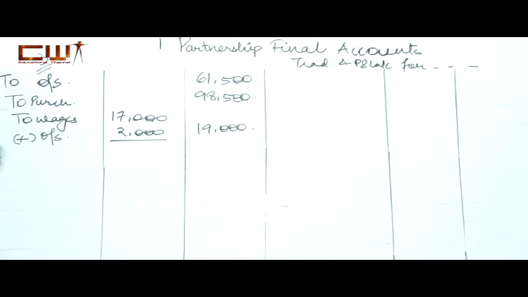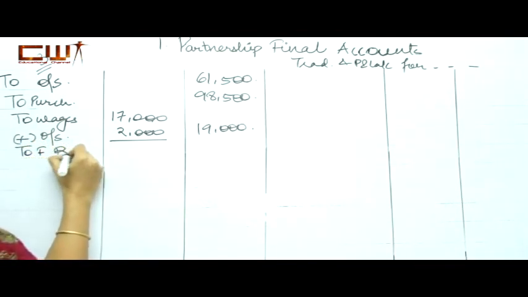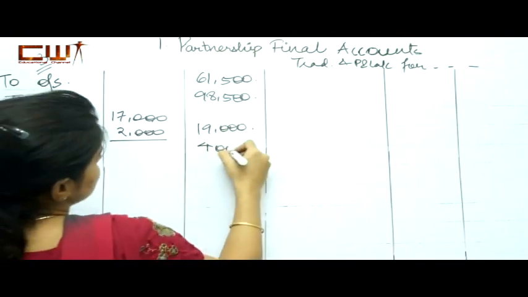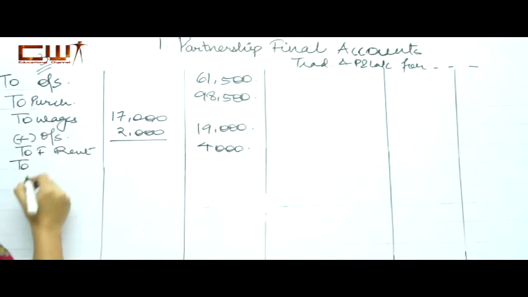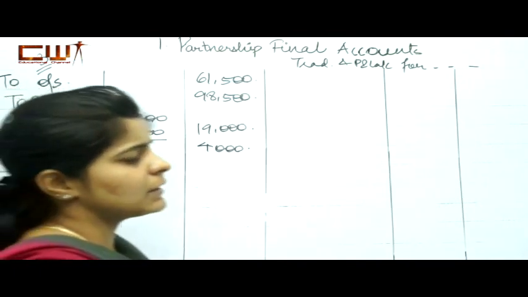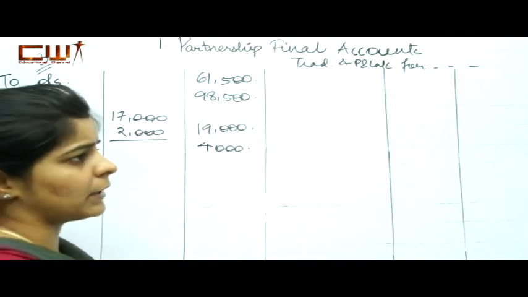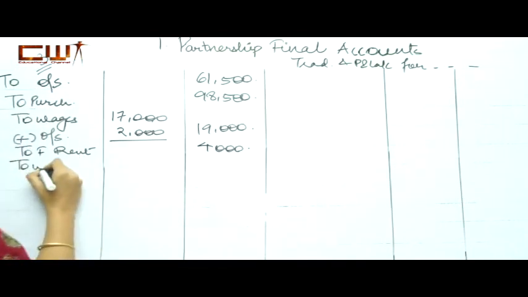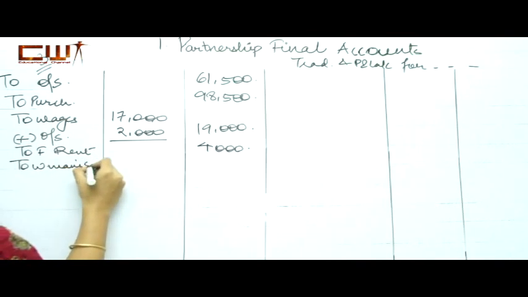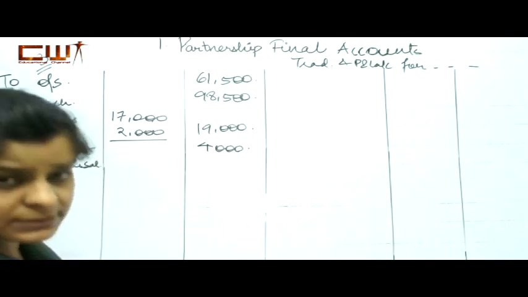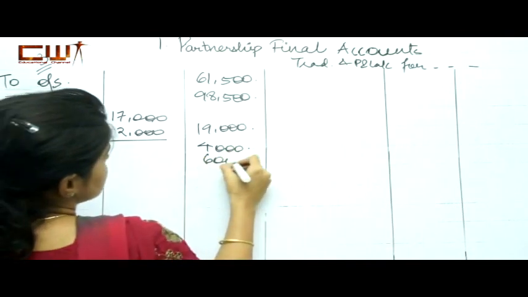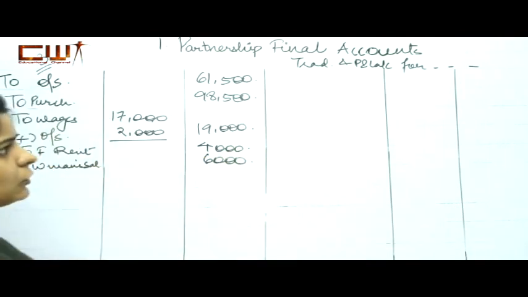Next you have the workman's salary, that will also come, and you have the factory rent will also come. So to factory rent, how much is the factory rent you are paying? 4,000. Please mention 4,000. Then you have workman's salary. I told you salary comes in the P&L account, but this is workman's salary. Workman means the person directly in connection to the production department. So his salary will come here. To workman's salary, how much is workman receiving? Workman is receiving 6,000. So 6,000 salary will come here. We'll move on to the credit side.